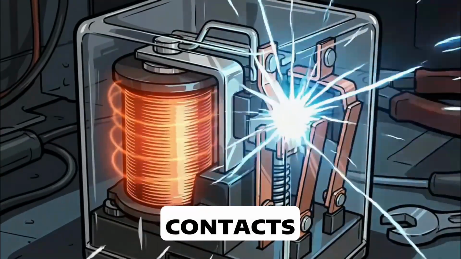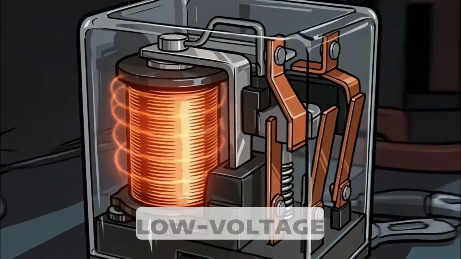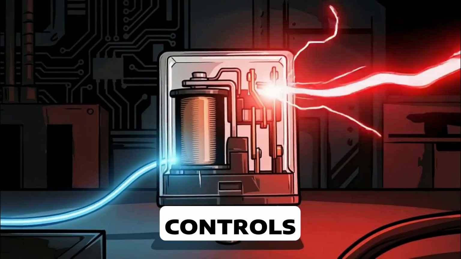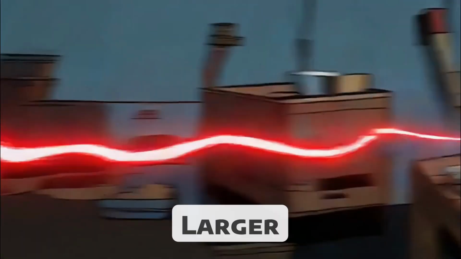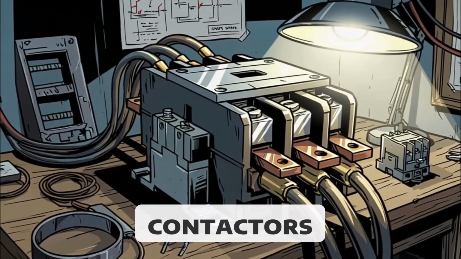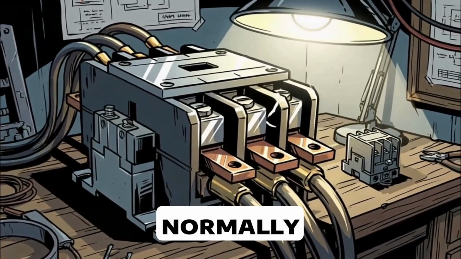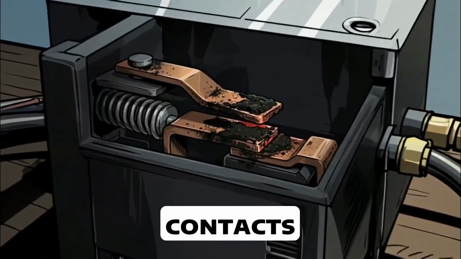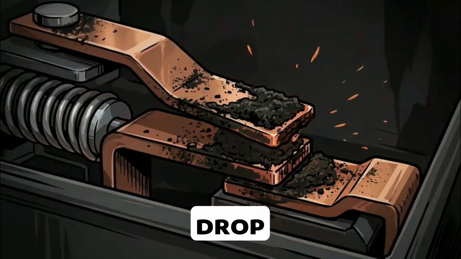A relay works the same way but moves contacts instead of a valve stem. A low voltage coil, often 24 volts AC, controls a higher voltage load. Larger line voltage versions are contactors. They have normally open and normally closed contacts. Dirty contacts add resistance and voltage drop.